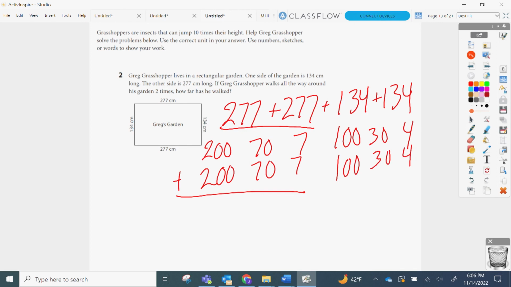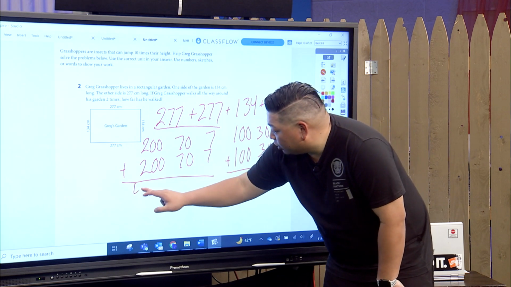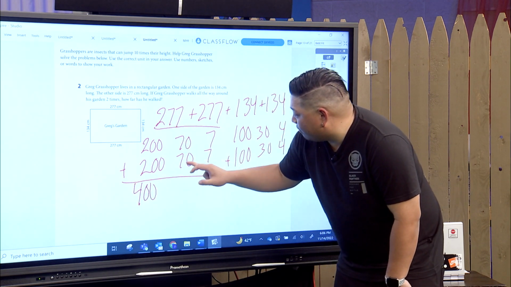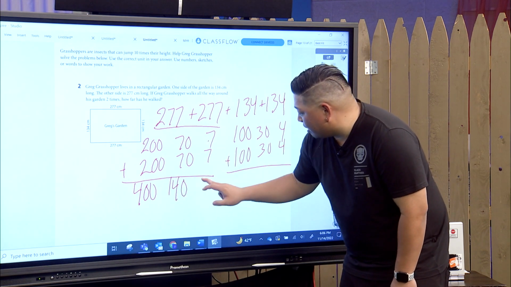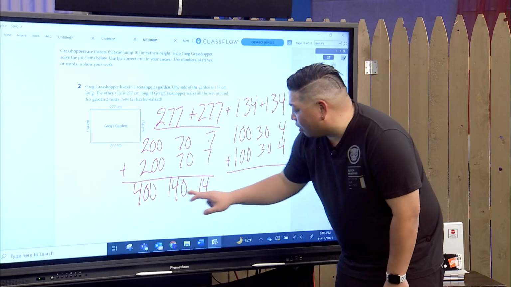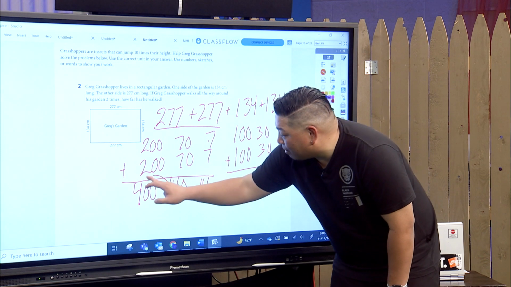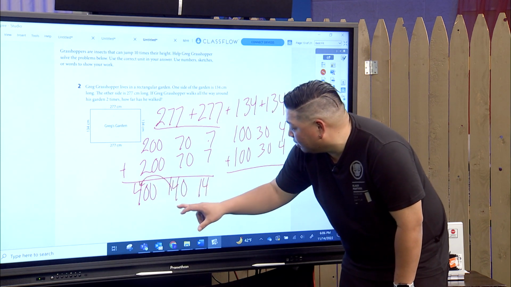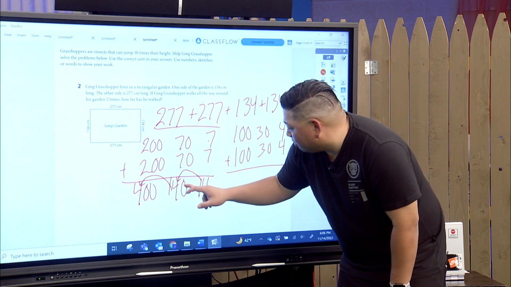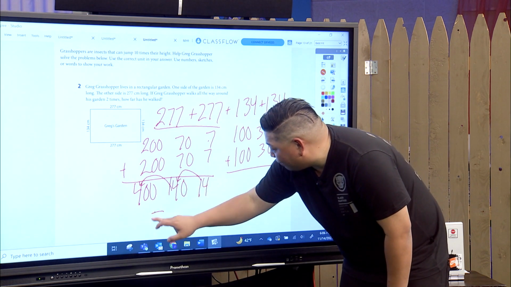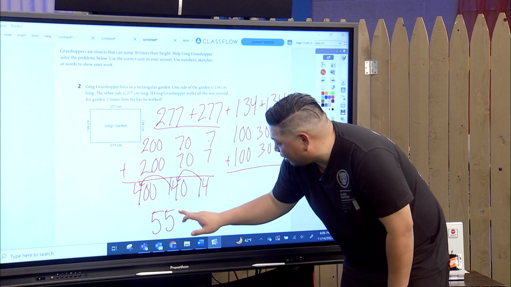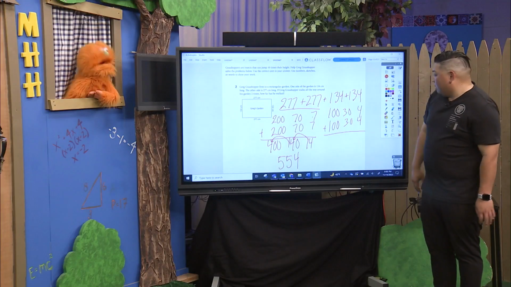130 and 4. Awesome. So we have 400 altogether. 70 and 70 is 140. And then 7 plus 7 is 14. And if we add all this together, it looks like we have 100 we can combine with that 100, so it's 500. 40. 10. 40 plus 10 is 50. So we have 554. There it is. That made it easy.